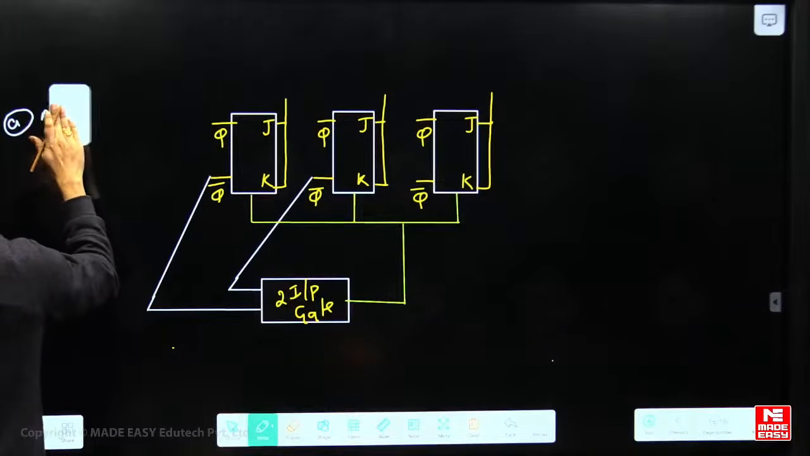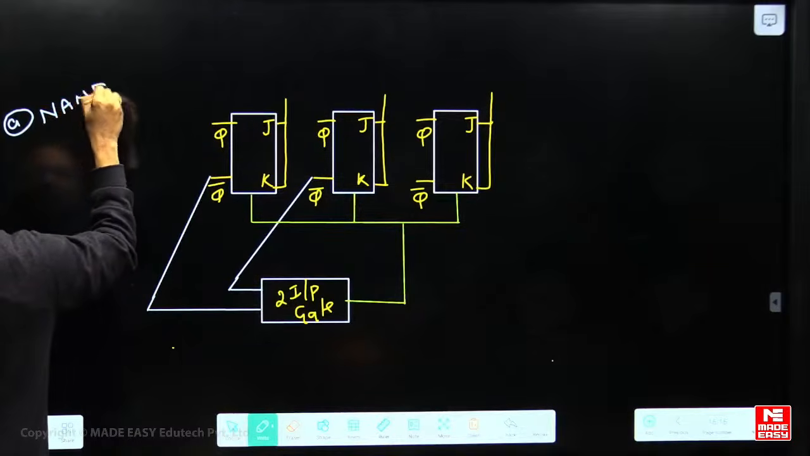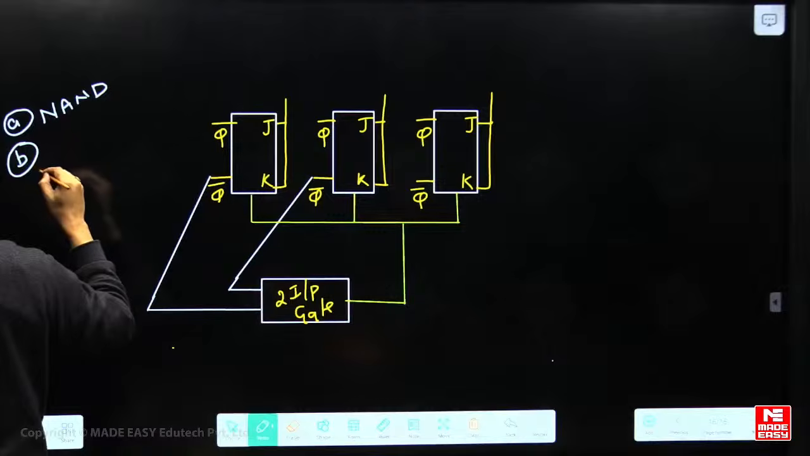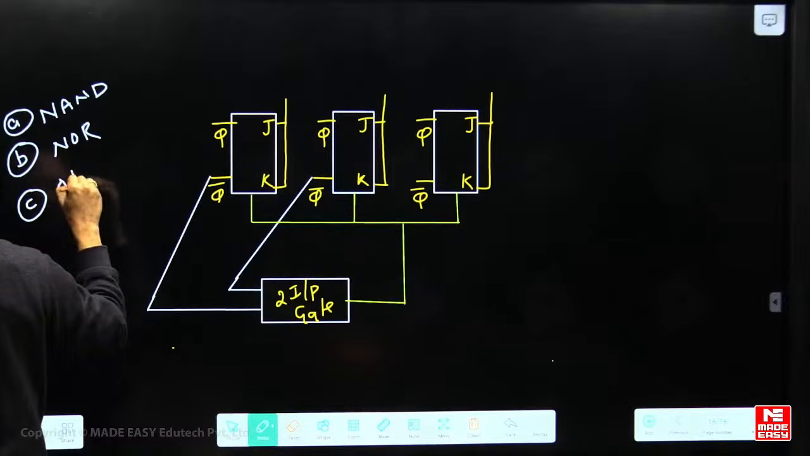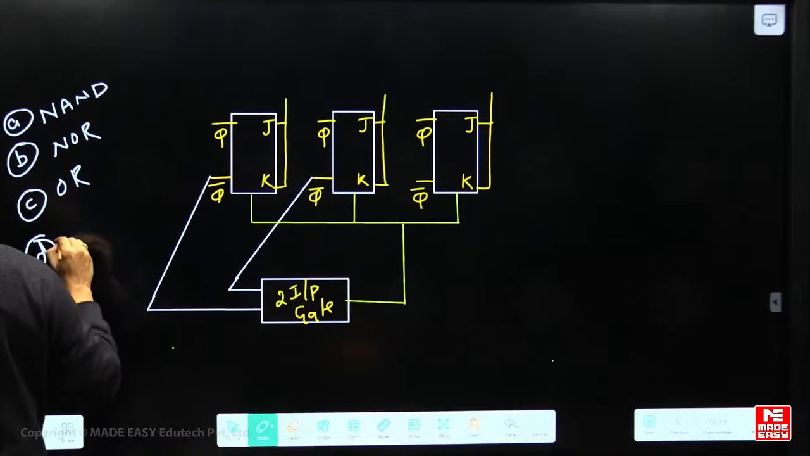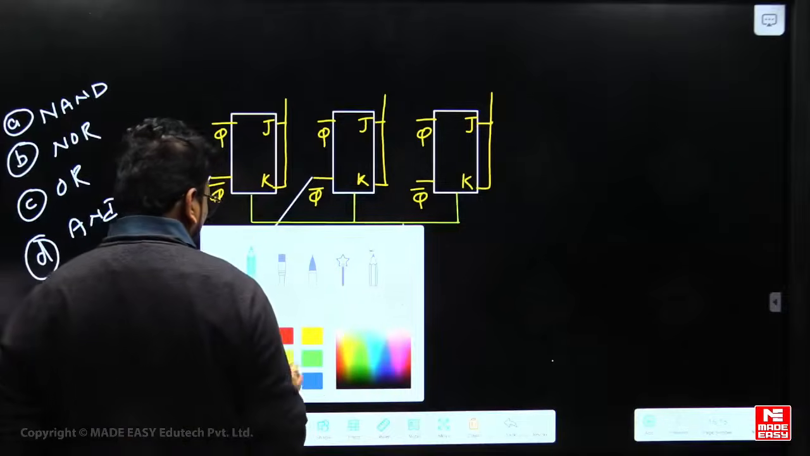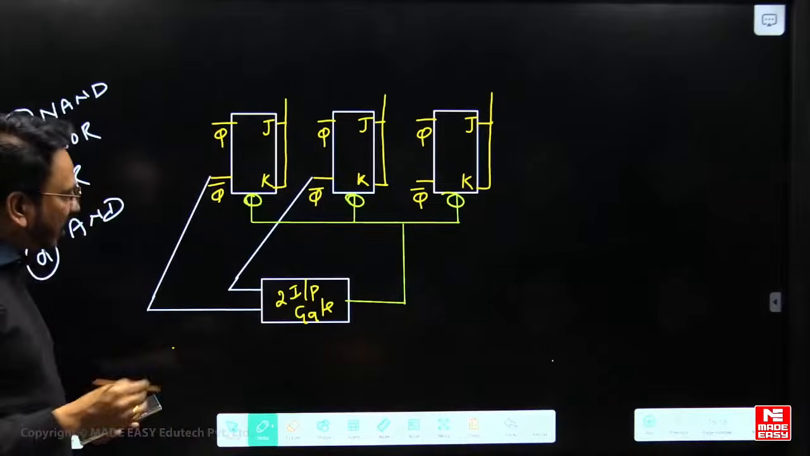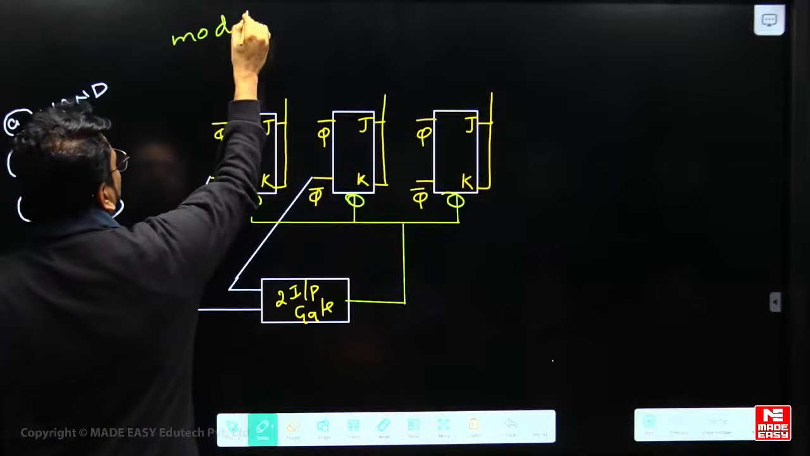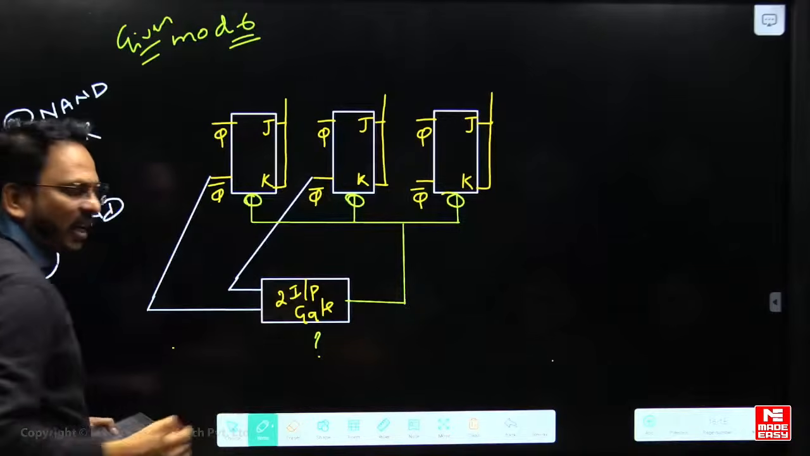Option A, and B, NOR, or AND. Okay. And here they gave a bubble. So what should this one be? And they said that it should be mod 6. Given it is mod 6, they asked what the gate should be.